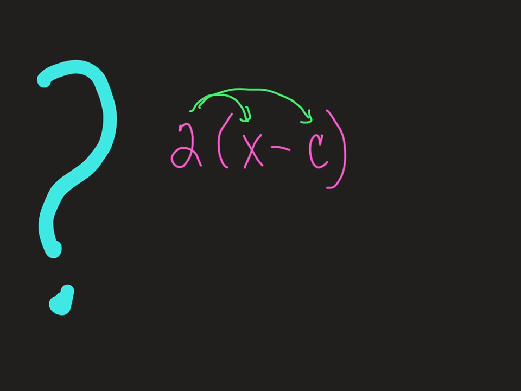Multiplying a number and a letter just means you write them next to each other and you smush them close together. So we smush the 2 in the x and we smush the 2 in the c. That's our final answer, 2x minus 2c.